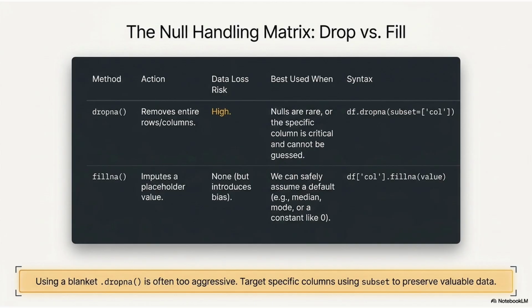fillna(some value) imputes a placeholder value. Data loss risk is none, but it introduces bias. Best used when you can safely assume a default, median, mode, or constant like 0. The warning at the bottom, using a blanket dropna is often too aggressive. Target specific columns using subset= to preserve valuable data in rows that have nulls only in unimportant fields.